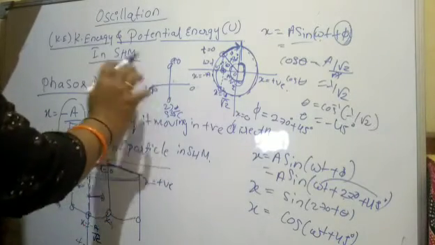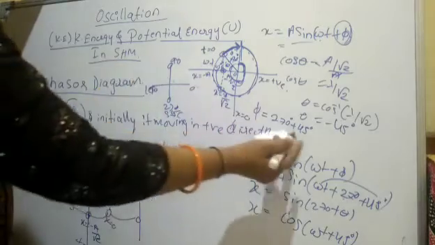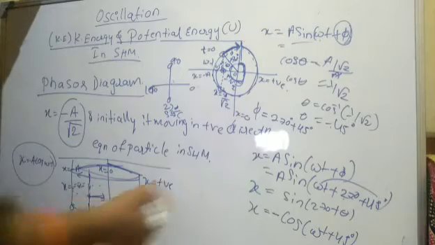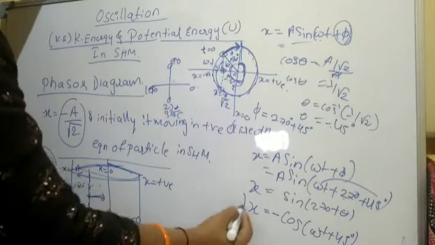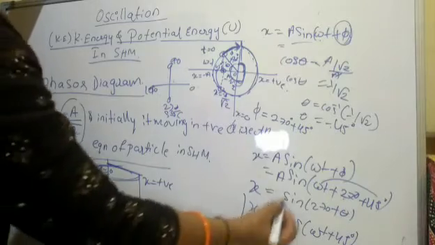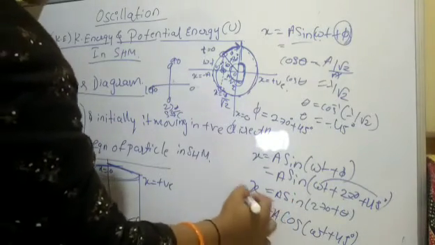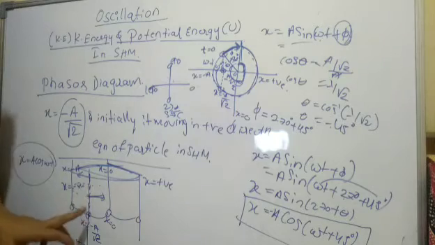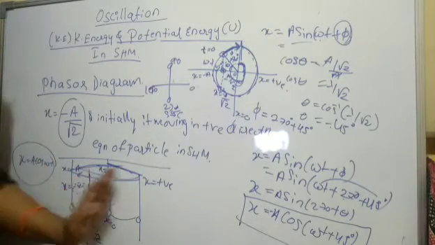Next, in the second quadrant, sine will be positive, but 45 degree is negative. So that is why 45 degree is minus, negative here. So this is the direct conclusion we are getting: the particle is at the negative extreme position, but it is moving in a positive direction.